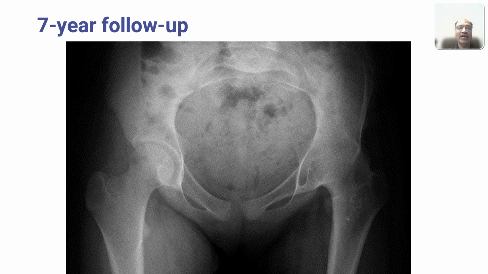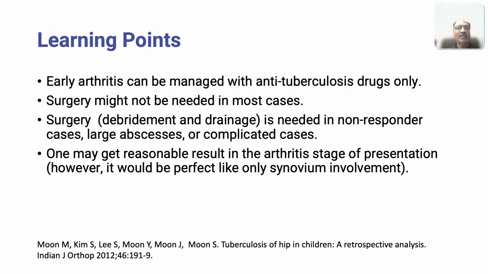Next slide. The child has complete ankylosis after 7 years, but it is a painless and stable hip, although it is not a mobile hip. Next slide. So the learning point is that again, it's a reasonable result to get in early arthritis. Next.